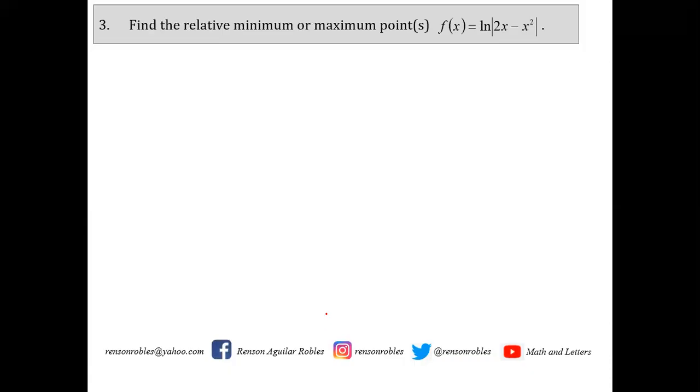Problem number 3. Find the relative minimum or maximum point or points for f of x equals ln of 2x minus x squared. Okay, so step 1 again, differentiate the function. So we have the derivative of 2x minus x squared, which is 2 minus 2x, all over 2x minus x squared. We are using du over u.